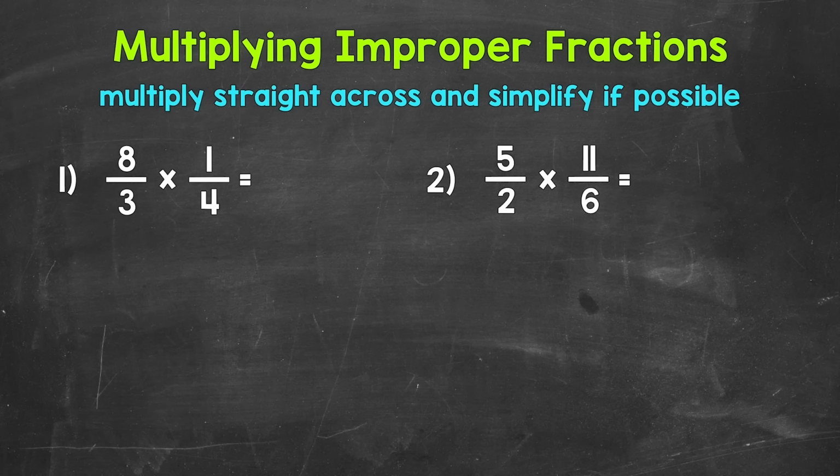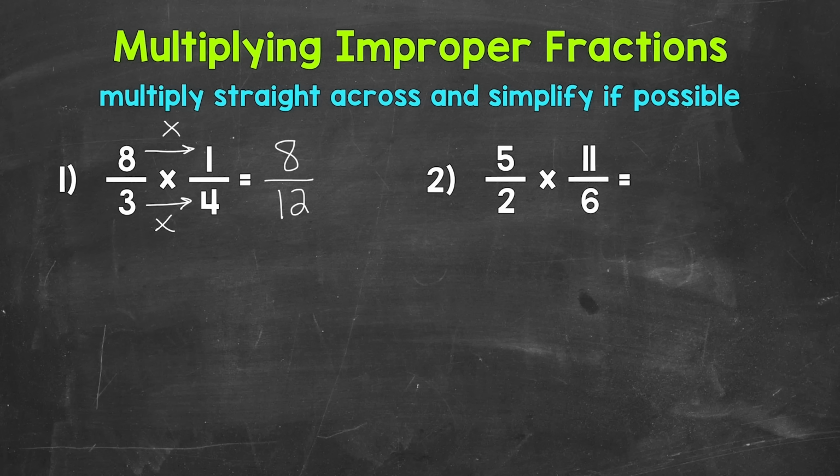Let's jump into our examples, starting with number 1, where we have 8/3 times 1/4. Let's multiply straight across, starting with the numerators. We have 8 times 1, so straight across here. 8 times 1 is 8. Now for the denominators. So 3 times 4 is 12.